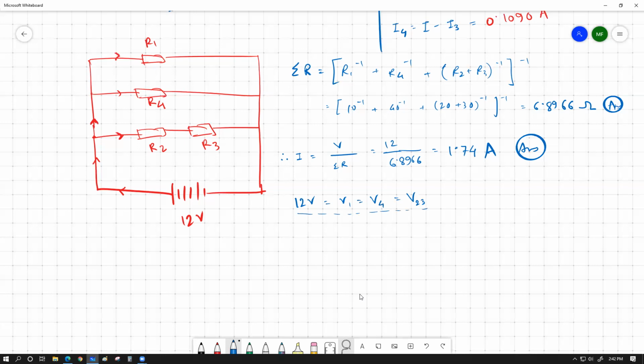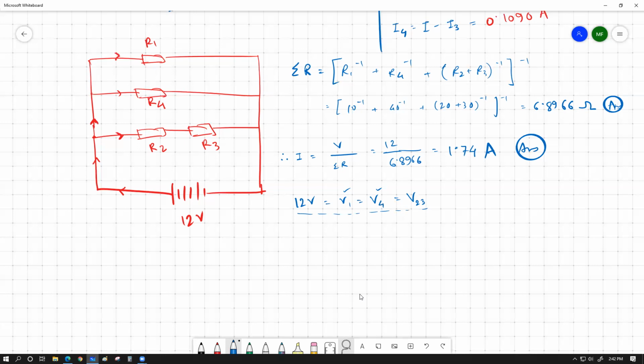Does everyone understand why this line is correct? Yes, sir, because they are in a parallel combination. The voltage across all the branches of a single parallel combination are exactly equal to each other. That's why this is applicable. So I now know V1 and V4. These two answers are already known to us.